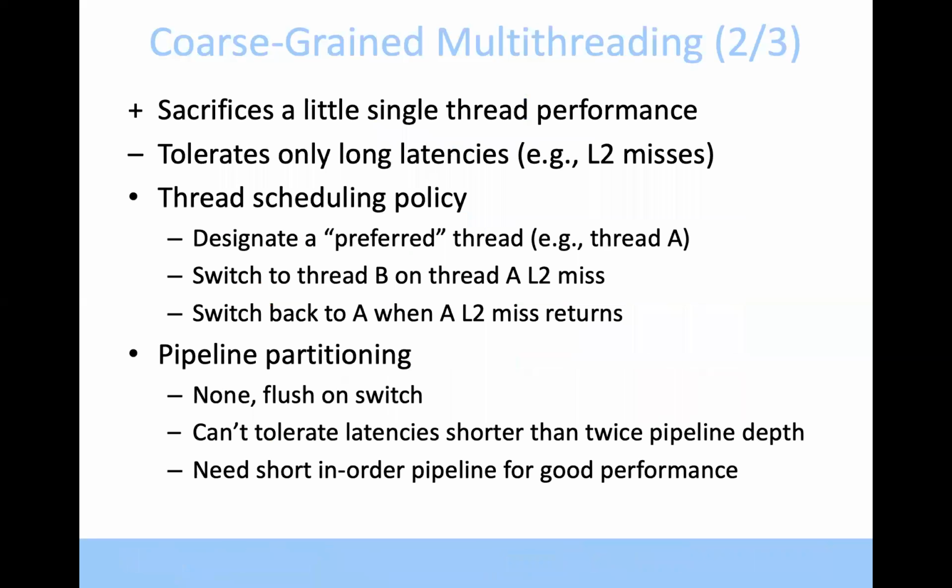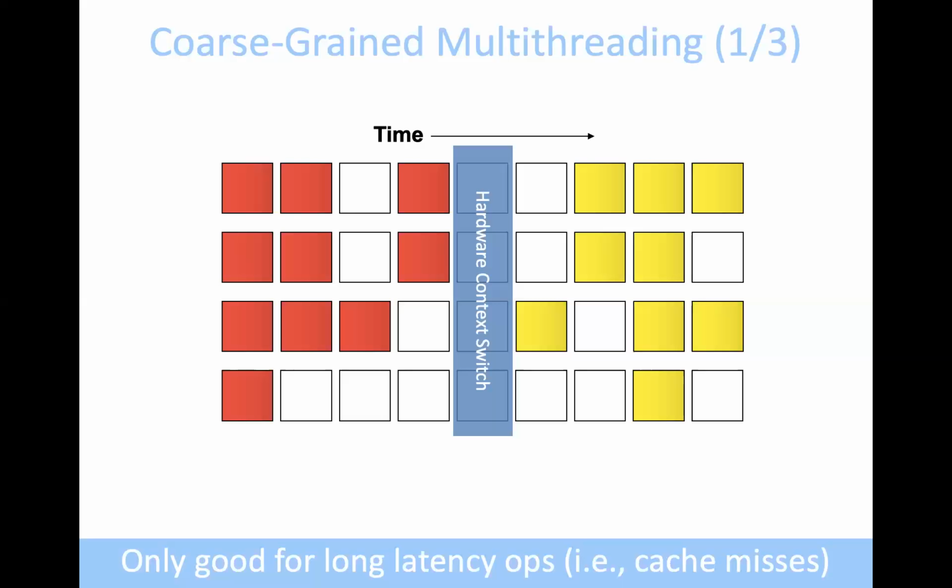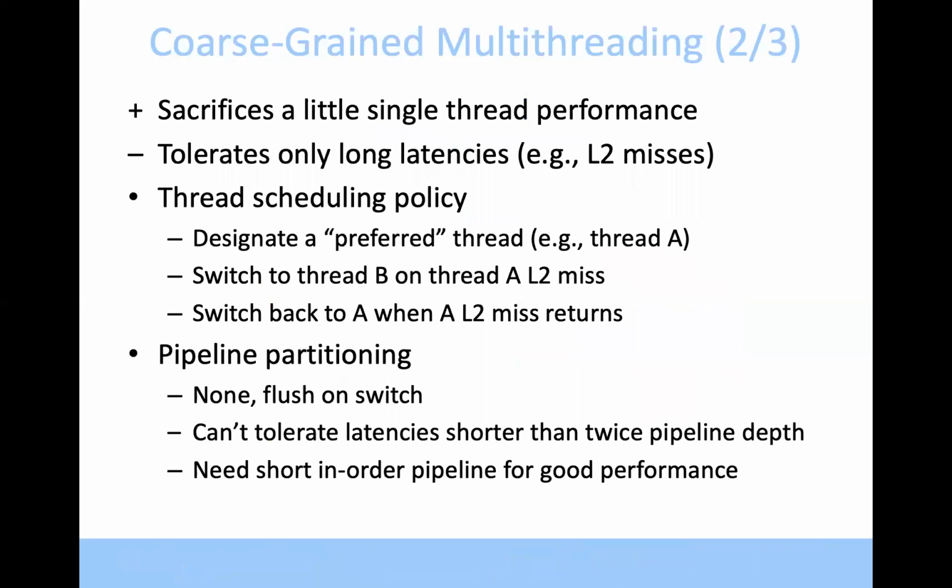So coarse-grained multi-threading is when you switch between threads. The granularity of switching is really coarse. That's why we call it coarse-grained. It has a little bit of a loss in single-thread performance, because while one of your pipelines takes a long latency operation, you might switch, so you lose some time for the switching, and the other pipelines could have maybe finished executing in that time. So you might lose a little single-thread performance. And the downside is it tolerates only long latencies.